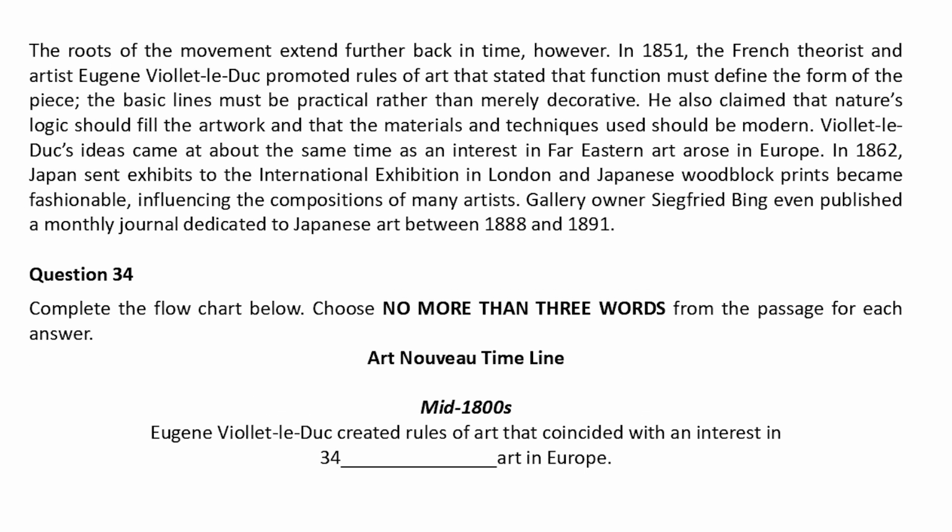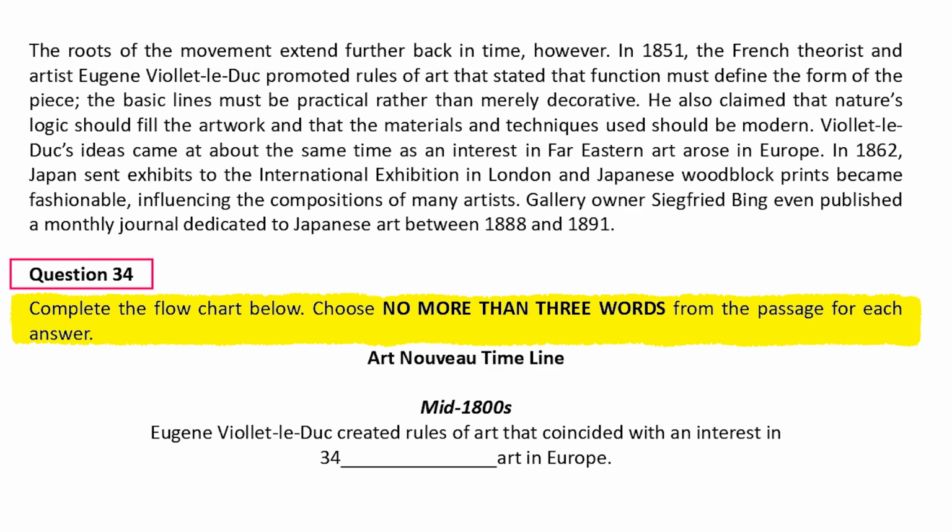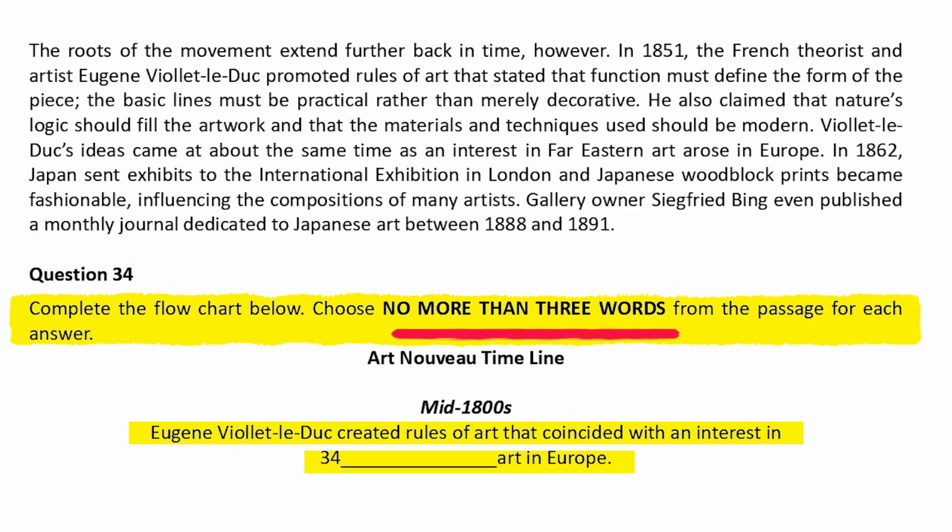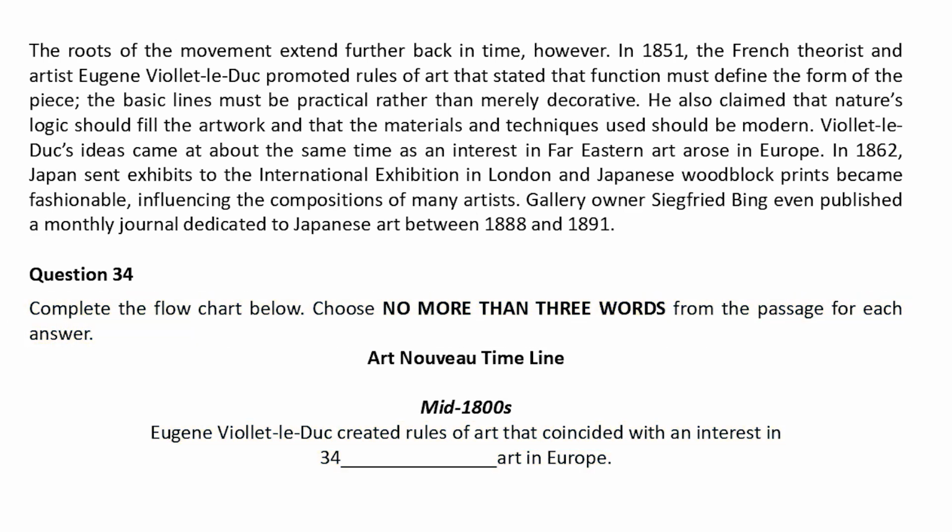We'll move on to question 34. The instructions say, complete the flowchart below. Choose no more than 3 words from the passage for each answer. Let's read the text. Mid-1800s. Eugène Viollet-le-Duc created rules of art that coincided with an interest in art in Europe. We need to fill in the blank using no more than 3 words from the passage. So where do we look? Let's take a look at the part of the passage that talks about Eugène Viollet-le-Duc. We read, Viollet-le-Duc's ideas came at about the same time as an interest in Far Eastern art arose in Europe. That's our answer right there, Far Eastern.